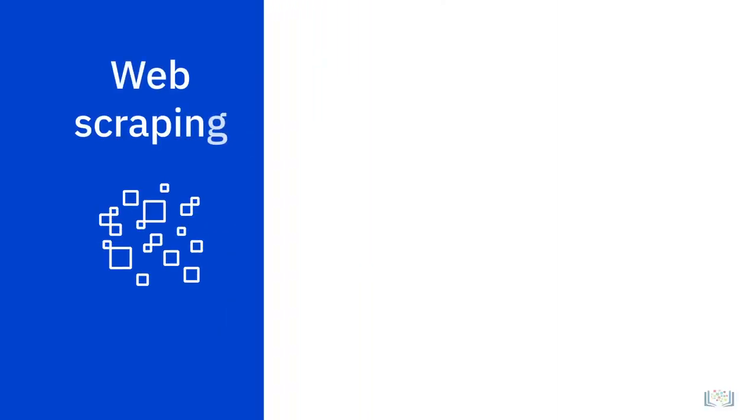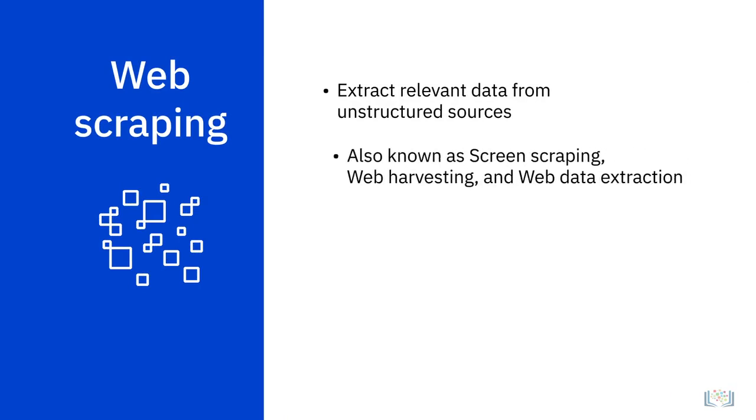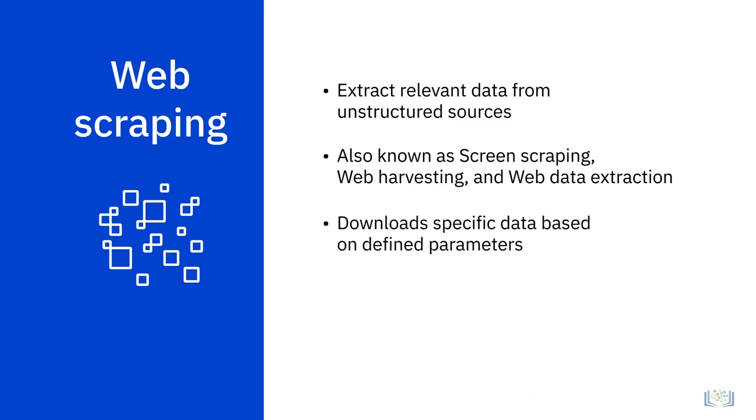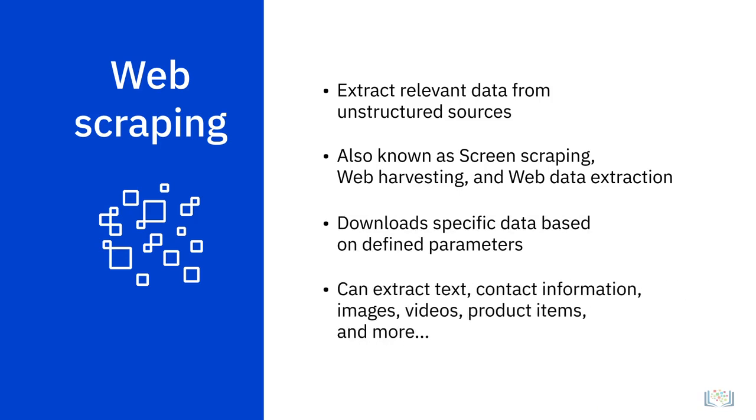Web scraping is used to extract relevant data from unstructured sources. Also known as screen scraping, web harvesting, and web data extraction, web scraping makes it possible to download specific data from web pages based on defined parameters. Web scrapers can, among other things, extract text, contact information, images, videos, product items, and much more from a website.